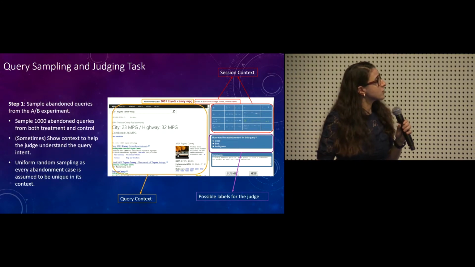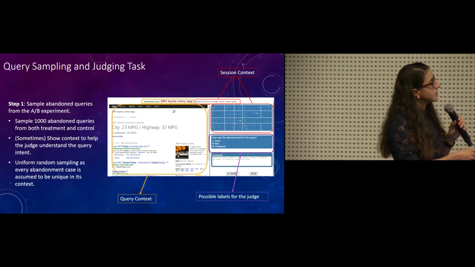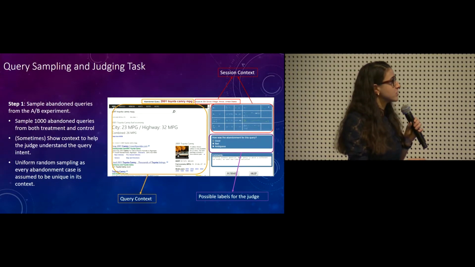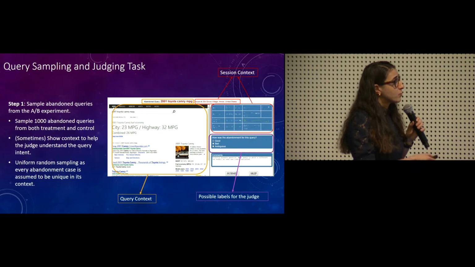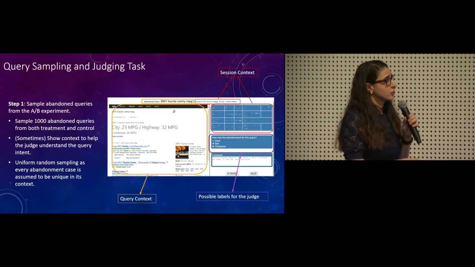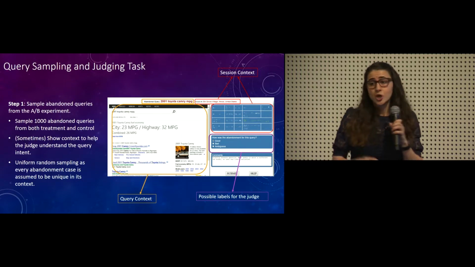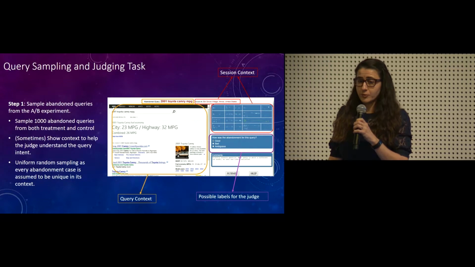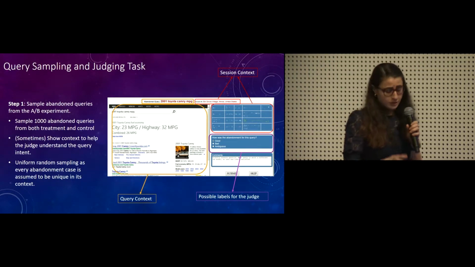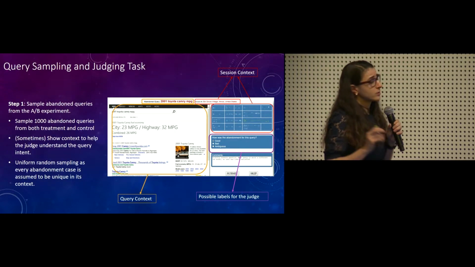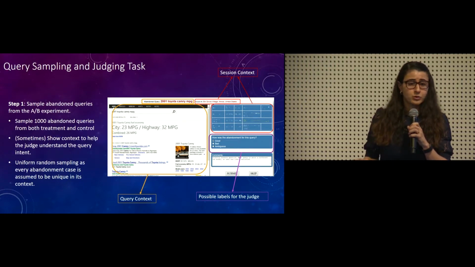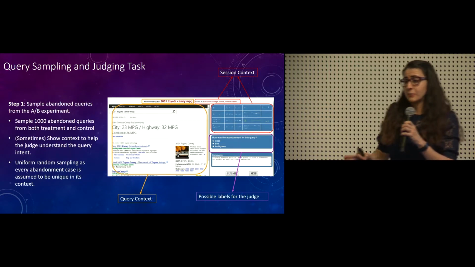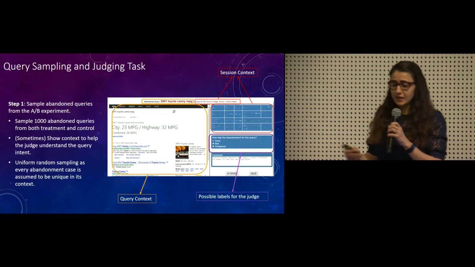We show the judge the query that the user issued. We give them some session context about it so they understand it better. We also show what the SERP, the search result page, actually looked like, and we ask the judge to label: does this page give the user the information they need? Does it cause good abandonment or not? We do that for around 1,000 abandoned queries from treatment and control that we sample from the AB experiment. All of this is uniformly sampled so that we don't introduce any bias in our measurement.